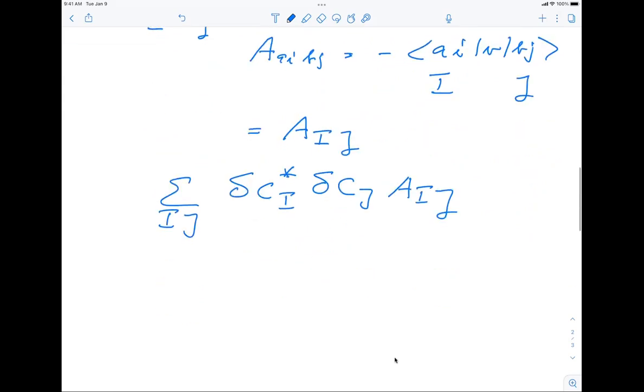And this is something which I formally can rewrite as this vector delta C multiplied with the matrix A and multiplied with the vector delta C. Did that help a little bit? So this is the way you often think, because we have broken things down in terms of indices.